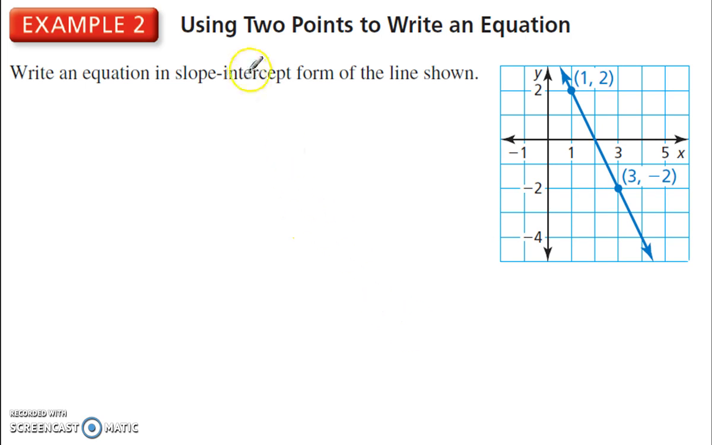Beautiful. Alright, using 2 points to write an equation. Now, write an equation in slope-intercept form of the line shown. Notice we're talking about point-slope form, so probably they want you to use point-slope form. However, I'll show you an easy trick here.